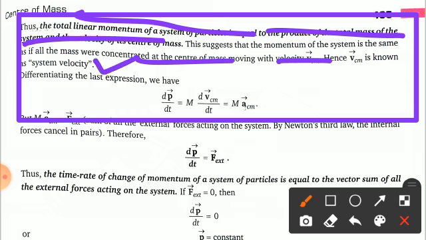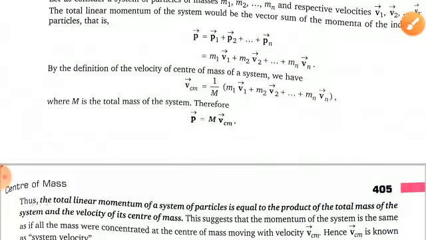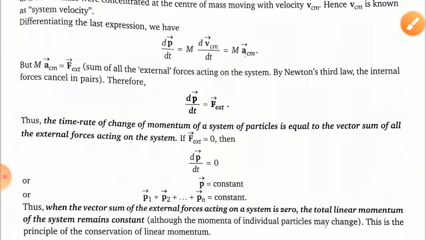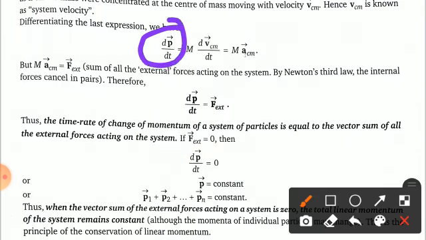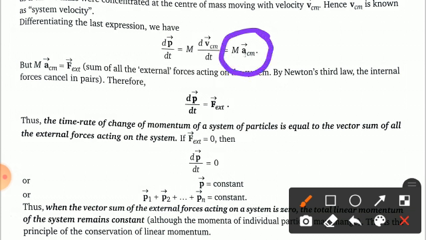So if we differentiate the above expression with respect to time, you can see here dp by dt equals m dv over dt. You know very well the change in velocity with respect to time is acceleration. So this relation changes to m into acm, and you are also familiar with Newton's second law, F is equal to ma, clear?